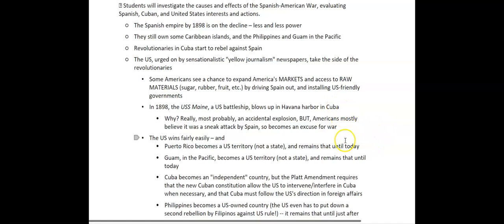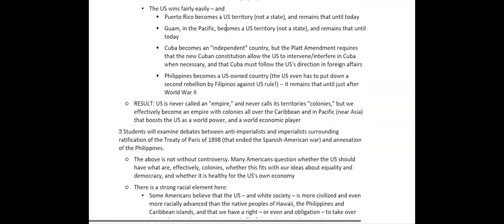So the United States goes to war. The attack on the Maine, or the quote attack, I guess I should say, on the Maine, becomes the excuse. You don't have to know all the strategy and tactics of the war. The important thing to know is the U.S. wins it pretty easily. It's a quick war. We win.